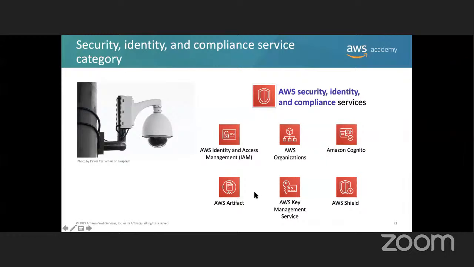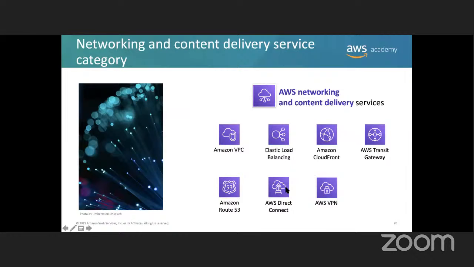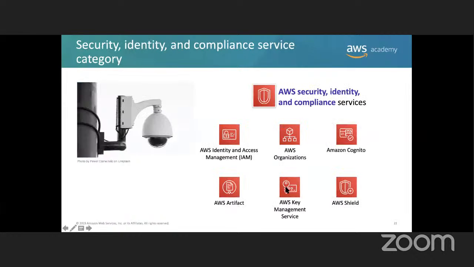AWS Key Management Service, KMS, works with symmetric encryption. It's only one key to encrypt and the same key to decrypt, right? And AWS Shield is for protection against DDoS, distributed denial of service attacks, and it has two flavors: the standard and the advanced. The standard comes with the account, it's free, and the advanced you have to pay for. Okay.